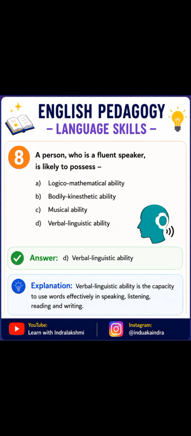Moving on to question number 8. A person who is a fluent speaker is likely to possess logico mathematical ability, bodily kinesthetic ability, musical ability, or verbal linguistic ability. A fluent speaker would possess verbal linguistic ability. Here, verbal linguistic ability is the capacity of any person to use words effectively while speaking, listening, reading, and writing.